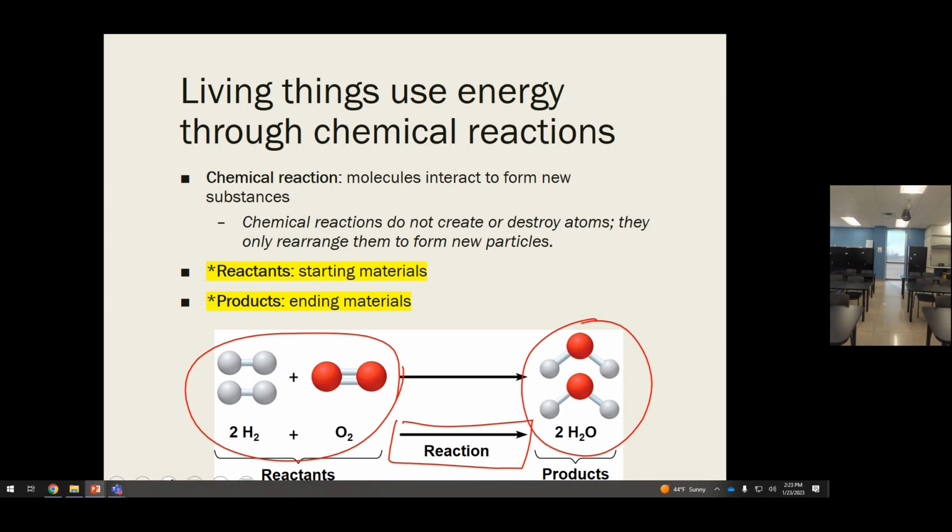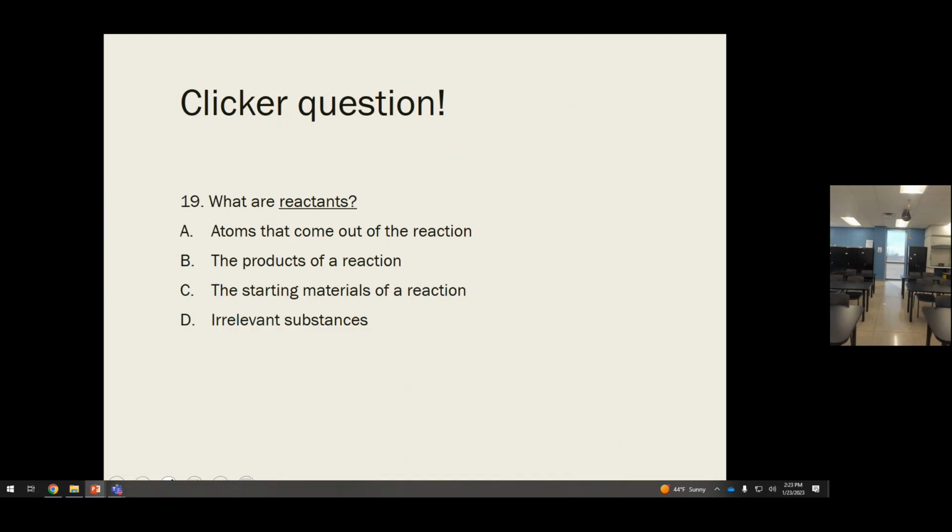So let's go ahead and count up the number of atoms on the left. We have 4 hydrogens here and 2 oxygens here, and on the right in the products we still have 4 hydrogens and we still have 2 oxygens. They have just been rearranged. Nothing is created, nothing is destroyed. Here is number 19, and your correct answer to this one is C.